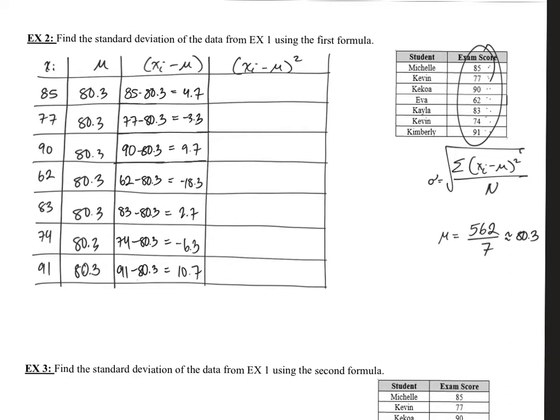Okay, so I've filled out those parts from the subtraction, and the last step we do is we take the values that we subtracted and we square them. So that'll be 4.7 squared. Let me move that over a sec.